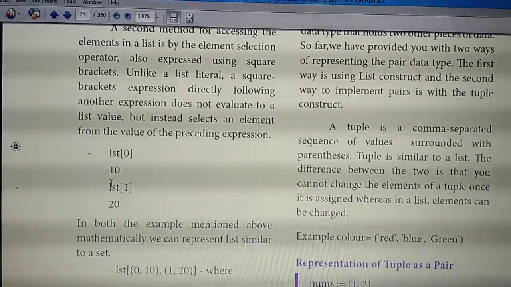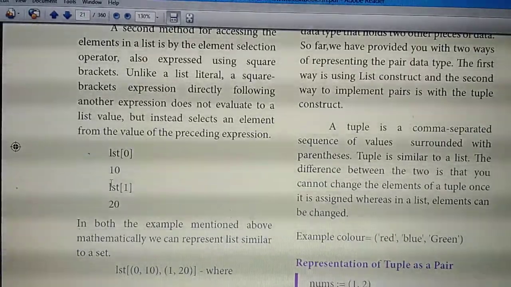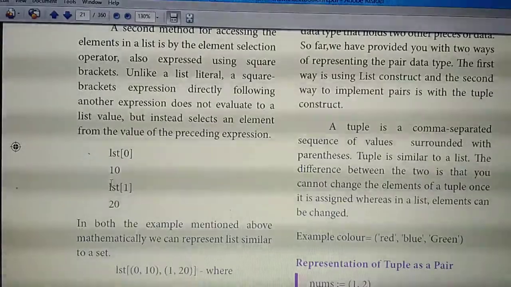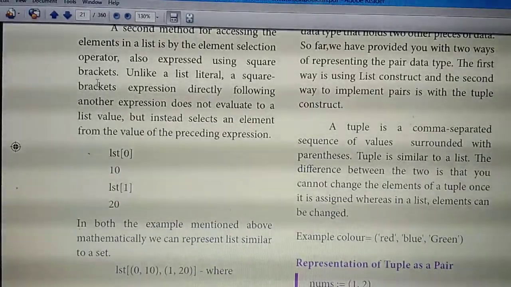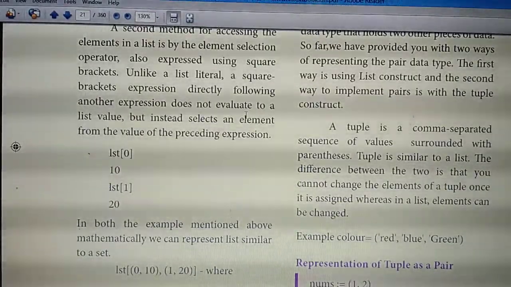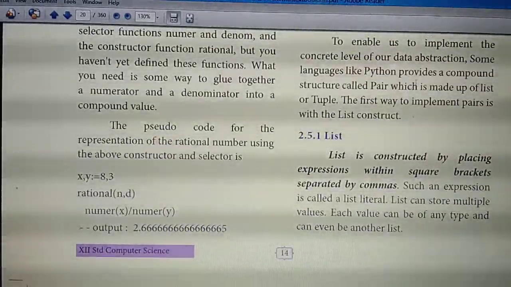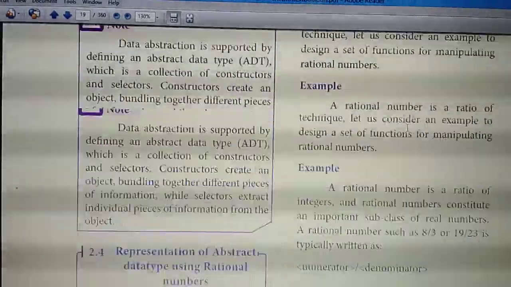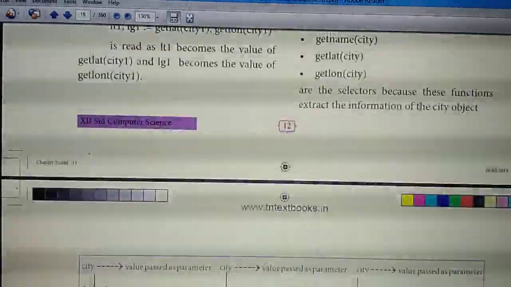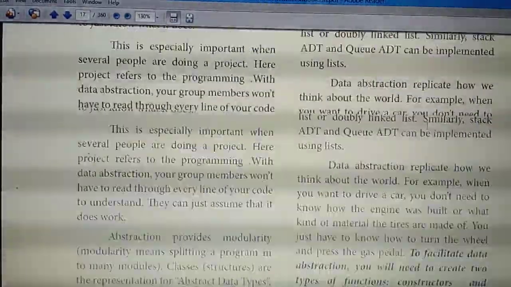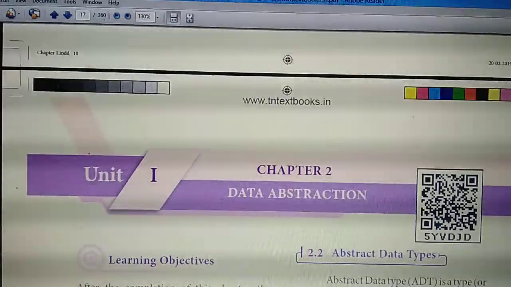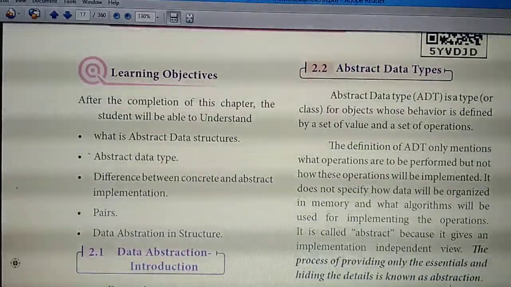Then the fifth question we have already written. Then the detail questions. First detail question: how will you facilitate data abstraction? Explain it with a suitable example. Page number 11. Take page number 11.